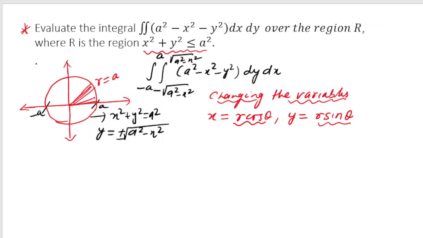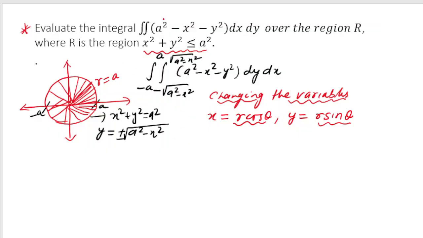So I'm going to cover the region like this. You can see the way I am trying to draw it. I'm going to move this strip in anti-clockwise direction, always starting at r is equal to 0 and going up to r is equal to a. So if you move the strip like this, you will be able to cover the entire region. Okay, so let me change it.